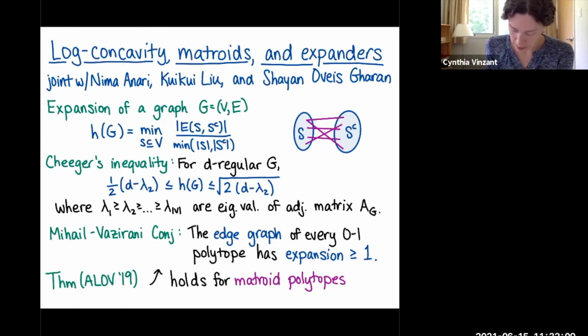And so I'm going to talk about this for a special class of graphs, namely the edge graph of polytopes, of special polytopes. So there's a conjecture by Milena Mihail and Umesh Vazirani that the edge graph of any 0,1 polytope has expansion at least 1. So you're walking around the vertices along the edges of a polytope. You want this to mix relatively quickly. And the theorem that I want to talk about is that this holds for matroid polytopes, which are a special class of very nice 0,1 polytopes.